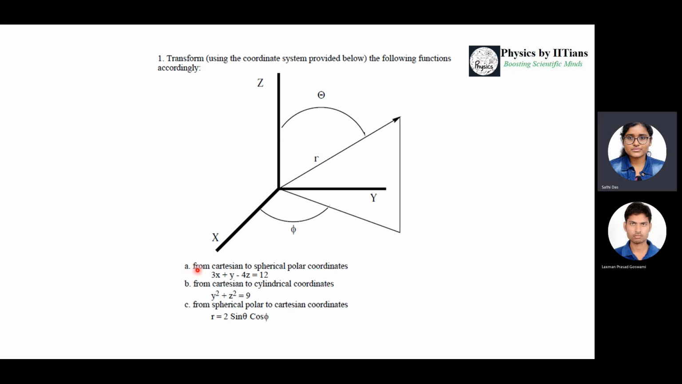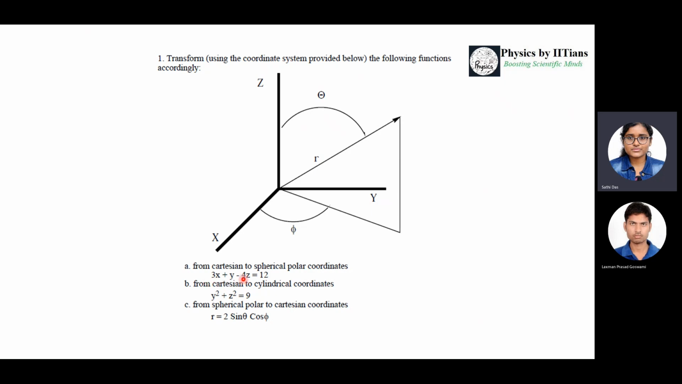The first is from Cartesian to spherical polar coordinates. The function is 3x plus y minus 4z equals 12. The second is from Cartesian to cylindrical coordinates, y square plus z square equals 9. And the third is from spherical polar to Cartesian coordinates, and the function is r equals 2 sine theta cos phi. So this is a very basic question. Let's see how to solve it.